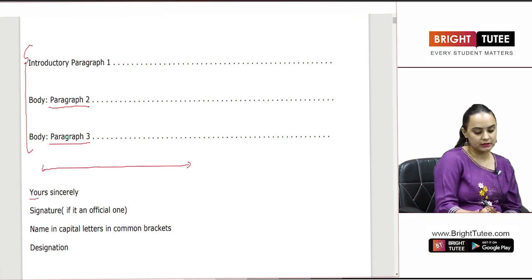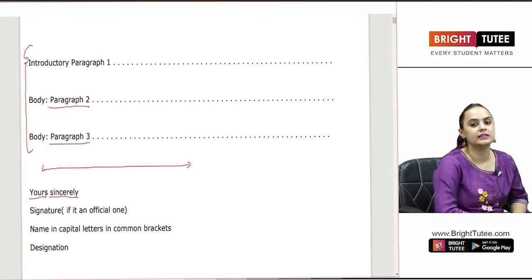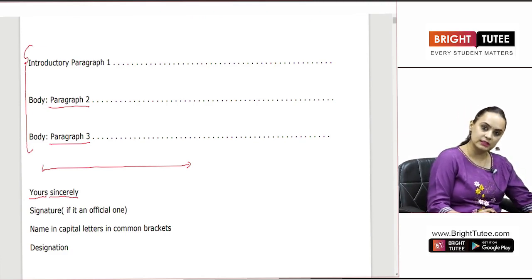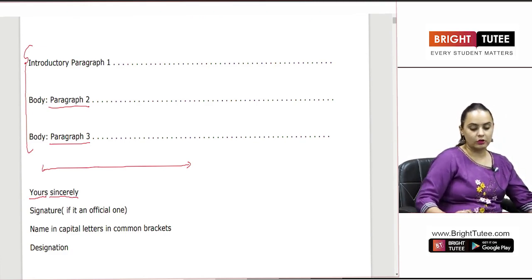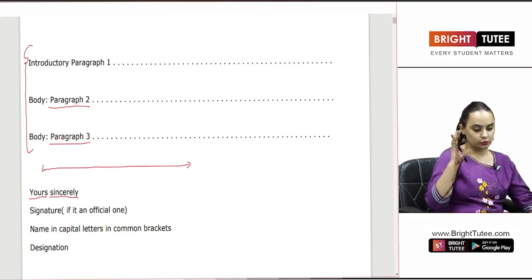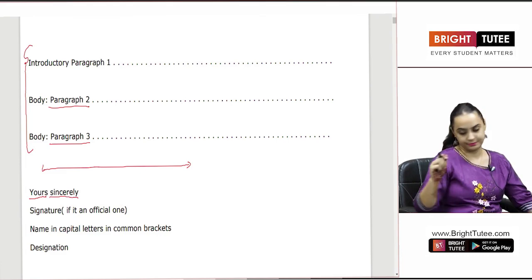As you can see, there is no apostrophe between R and S of sincerely, and the S is also small. So yours sincerely, your signature. If the letter is an official letter, we will always put our signatures, followed by your name and your designation. So this is your format of writing a formal letter.